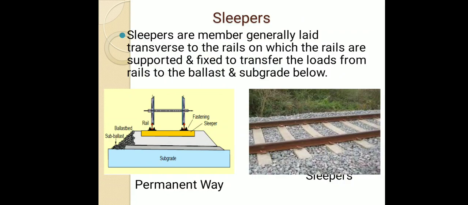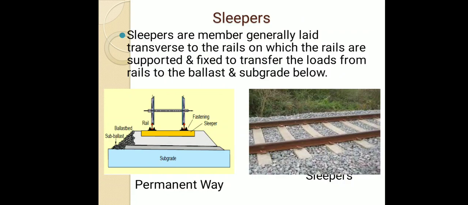So, sleepers are members generally laid transverse to the rails on which the rails are supported and fixed to transfer the load from rails to the ballast and subgrade below.